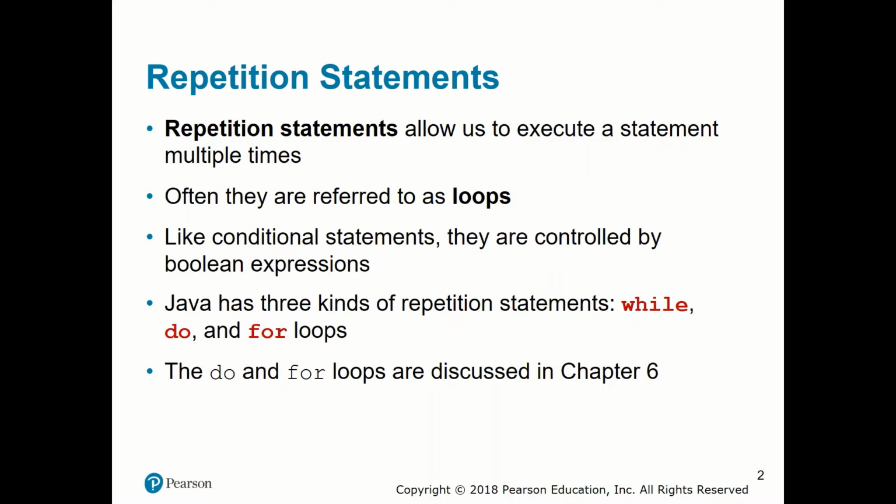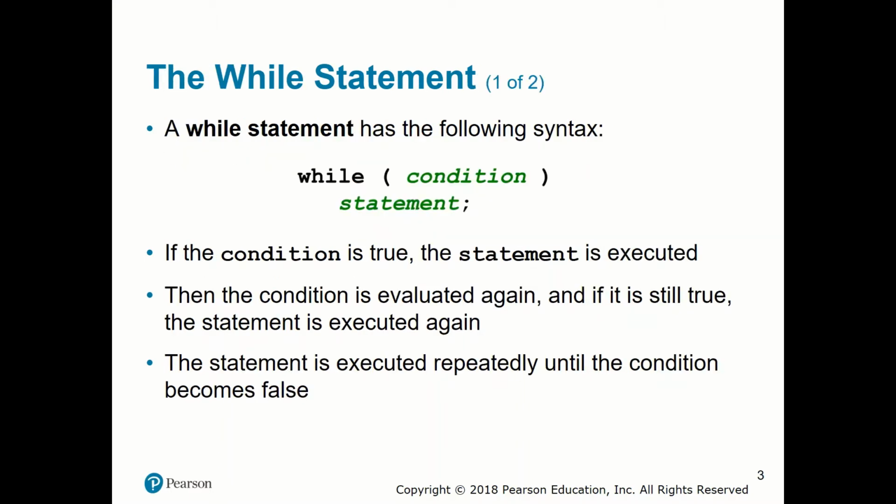Java has three kinds of repetition statements: while, do, and for loops. The do and for loops are discussed in chapter 6, and here I will talk about the while loop. A while statement has the following syntax: while and parentheses. Inside the parentheses, a Boolean expression should be here. It is the condition. And this is the statement for the while loop.